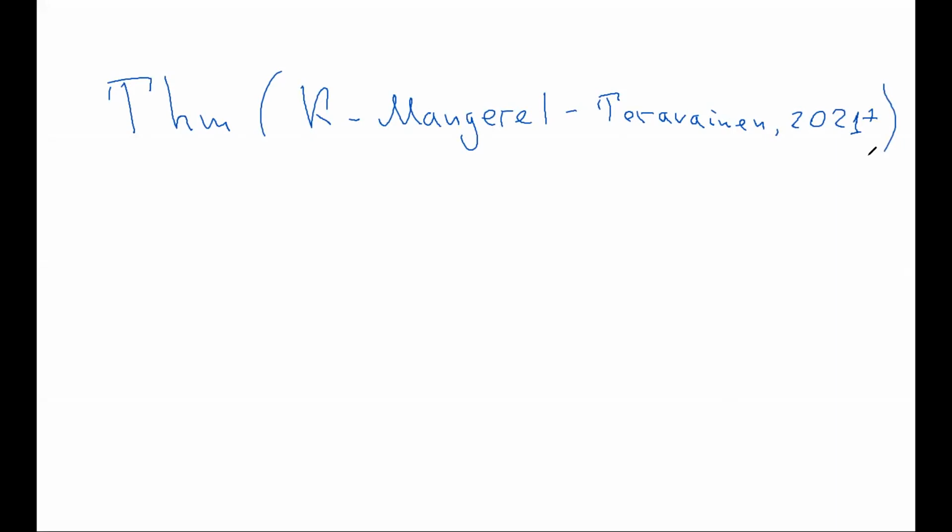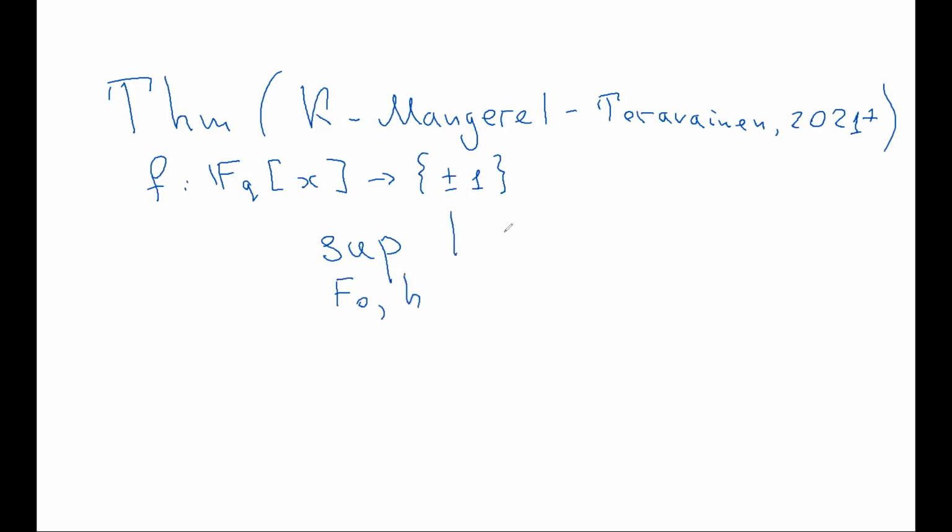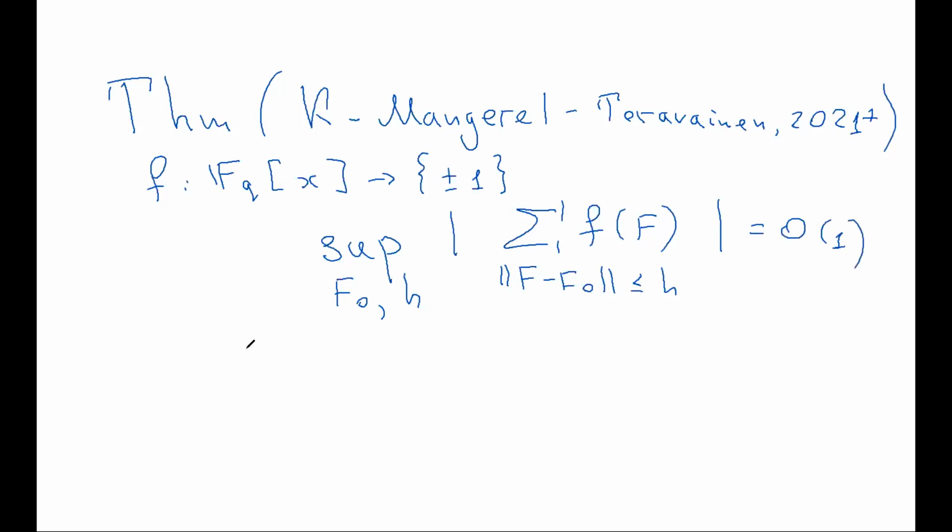So the main result is that these modified characters are the only counterexamples over the function field. Let me state it properly: if I give you a completely multiplicative function which takes values plus minus 1, and I look at the discrepancy, so I pick my favorite center, I pick my favorite length, and I look at the sum of my function around this point, and that happens to be bounded, then this happens if and only if f is a modified character of prime power conductor.